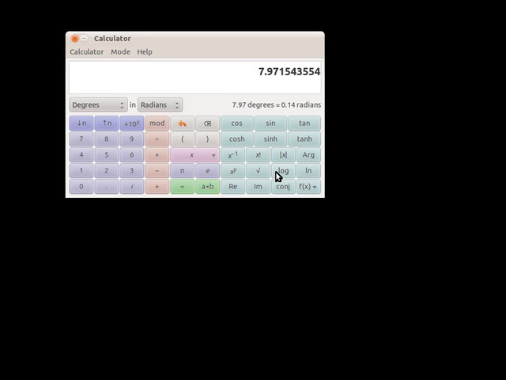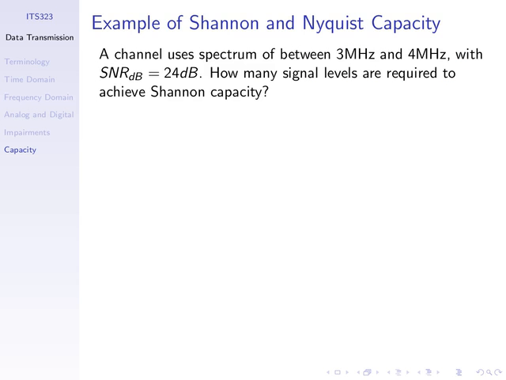If we want to send 8 megabits per second, go back to our question: if we want to achieve this capacity of 8 megabits per second, how many signal levels do we need? Now we use the Nyquist equation. We know the capacity we want, 8 megabits per second. We know the bandwidth we have, 1 megahertz. How many signal levels do we need to achieve that capacity with that bandwidth?